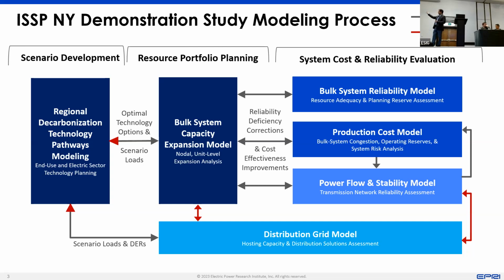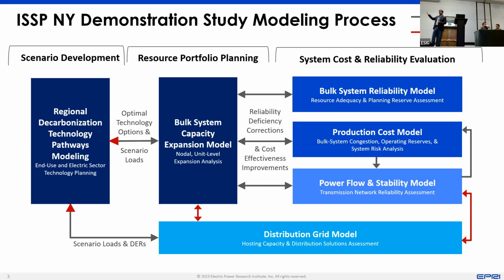The second bucket is once you have the scenario built, how do you come up with the expansion plan for that scenario? Where to place generation, where to build transmission. So that's the second middle bucket, which is around capacity expansion.